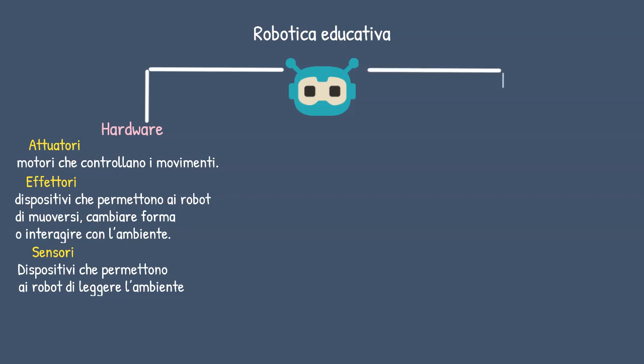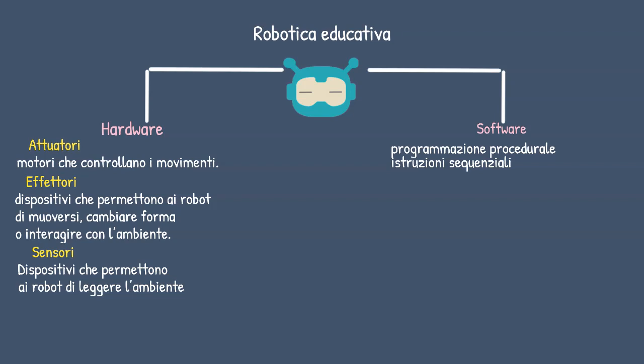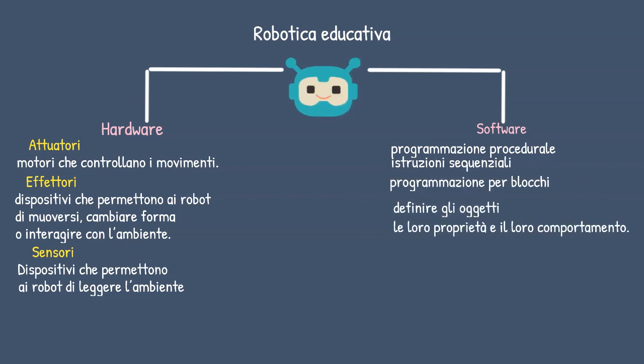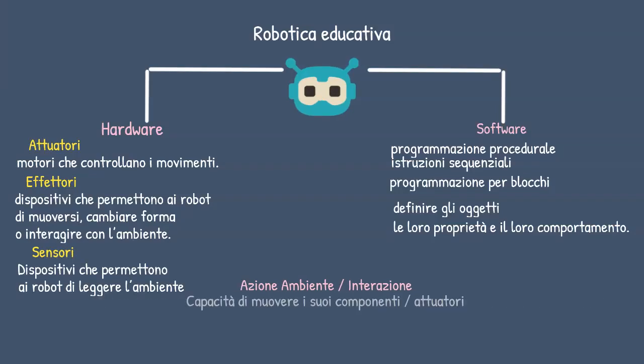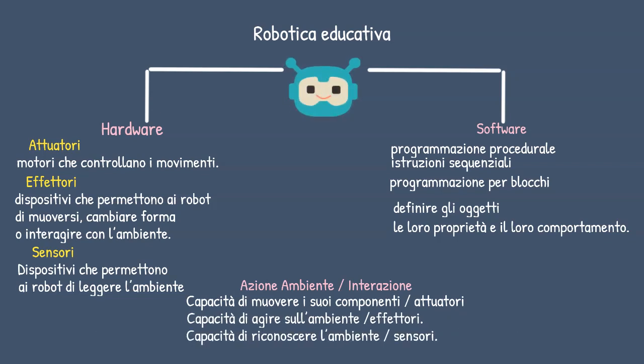The software of educational robotics can be through procedural programming and sequential instructions or programming by blocks and by defining objects, their properties and behavior. When a robot is programmed, it will have the ability to move its components through actuators. It can act on its environment with the help of its effectors. And it will have the ability to recognize its environment through its sensors.